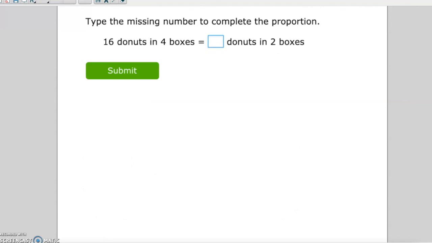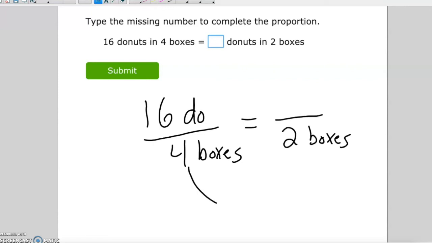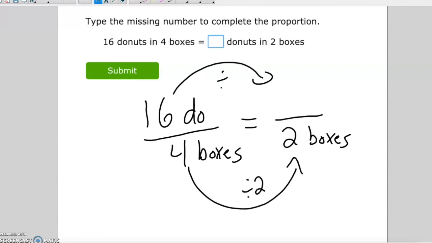All right. Complete this proportion. Go ahead. Push play when you got it. 16 donuts in 4 boxes. Okay. So if you want to buy just 2 boxes, how many donuts would that be? How do you go from 4 to 2? Oh well, that's not too bad. It's divided by 2. Same to the top. Divide by 2, and that is 8 donuts. Okay, 8 donuts in 2 boxes.